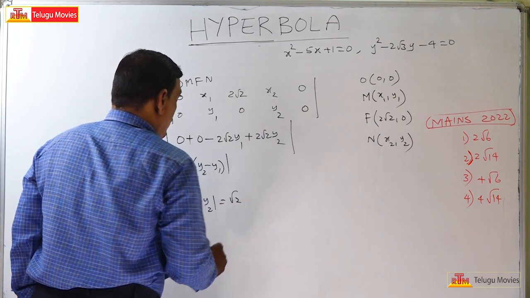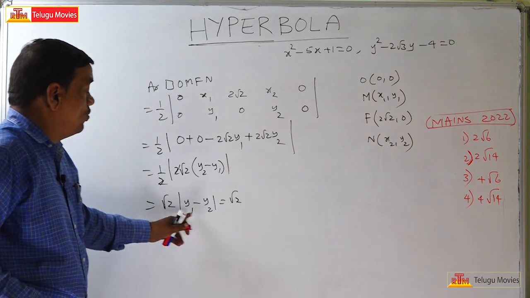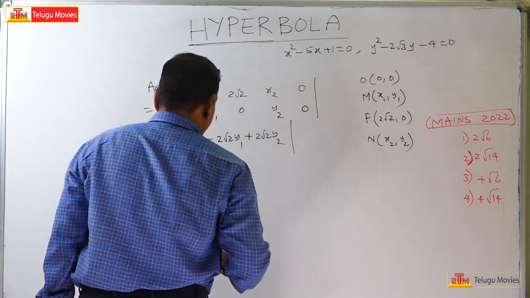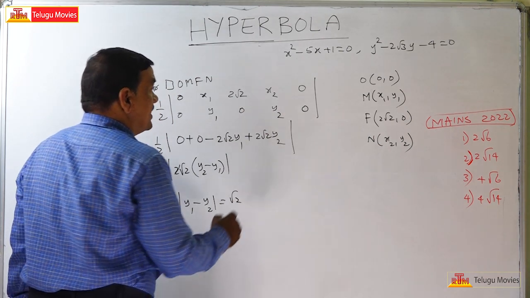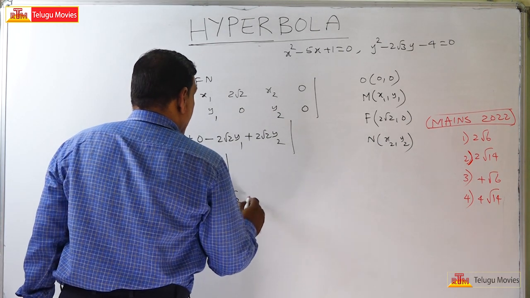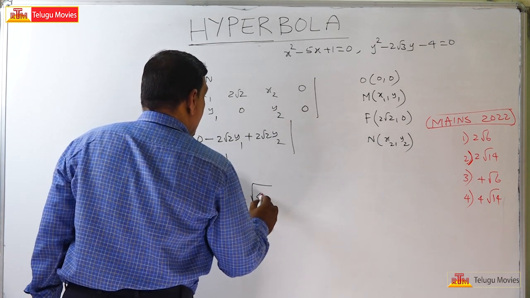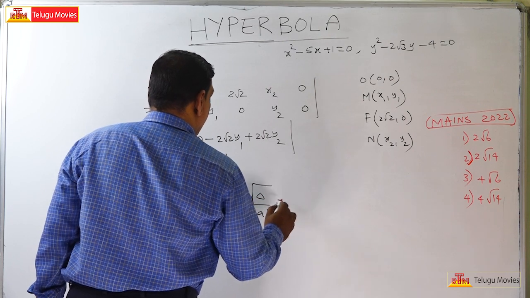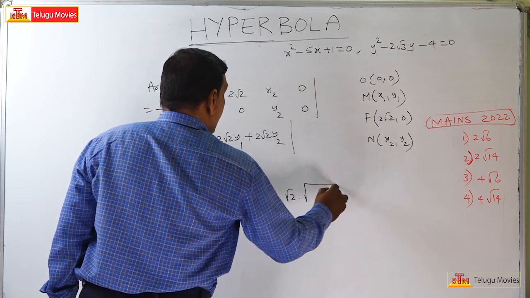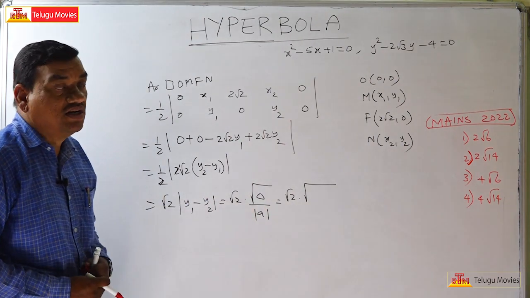This is root 2 into y1 minus y2, the difference of the roots. The difference of the roots is root of delta by modulus of a. That is root 2 into root of delta. Delta means the discriminant.